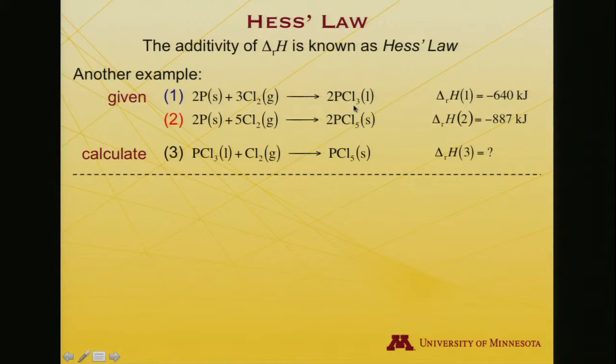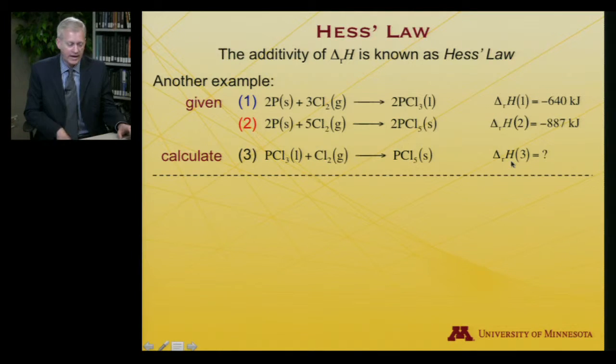You can make the liquid phosphorus trichloride. It is exothermic, minus 640 kilojoules. Another reaction is to change the proportions, reacting phosphorus, again with chlorine gas, to make solid phosphorus pentachloride. And that is exothermic, minus 887 kilojoules. And you might ask the question, what if I react liquid PCl3 with gaseous chlorine gas to make solid PCl5? What would I expect the heat of reaction to be?